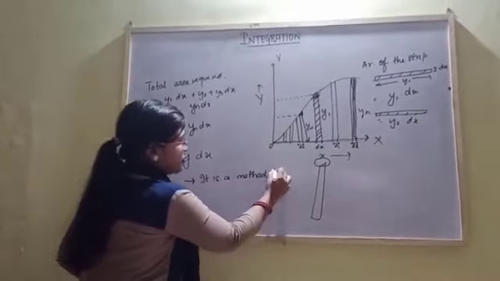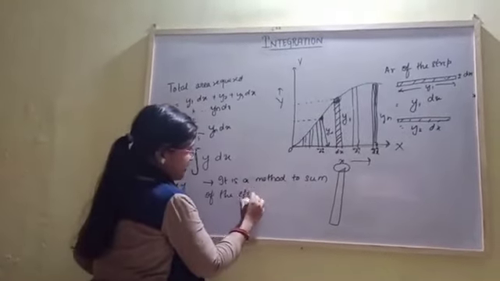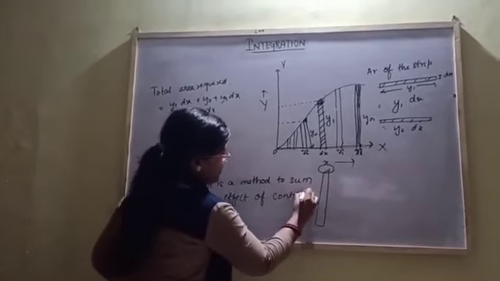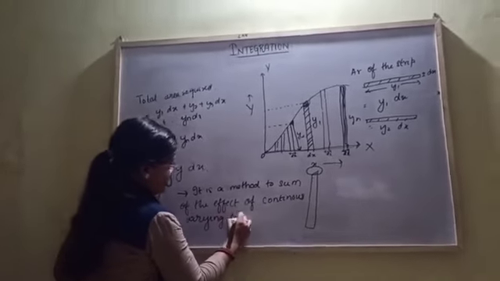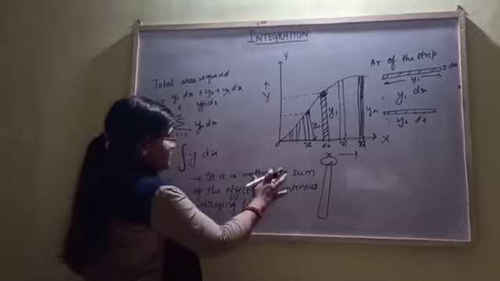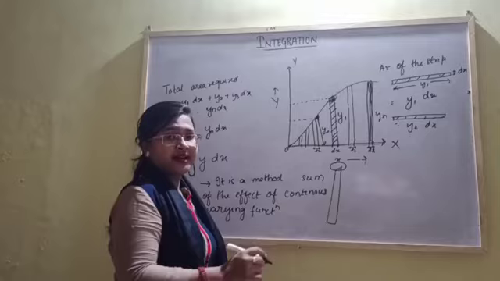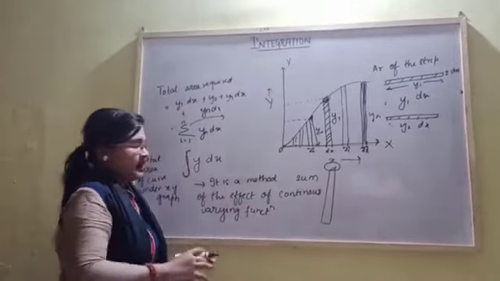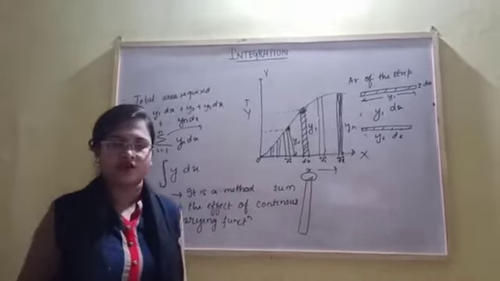to sum the effect of continuous varying function. What is a continuous varying function? Integration is the method of sum of the effect of continuous varying function. In summation, it is the sum of discrete values, but integration is the sum of the continuous values to give the total effect of the curve.